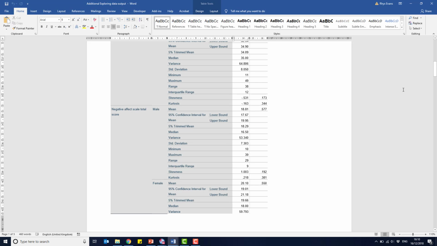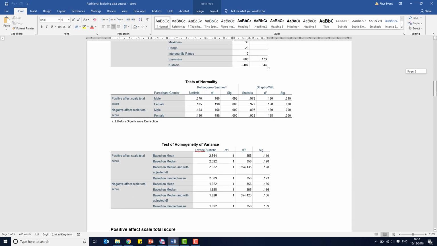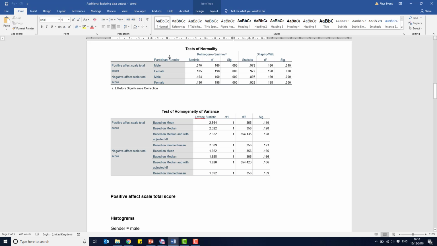Okay, so hopefully you've paused that, you've had a go, and now we're going to move on. We're going to look at our test of normality, and again we're only going to look at the positive effect scale total score. What we can see here is a male and female row of statistics.